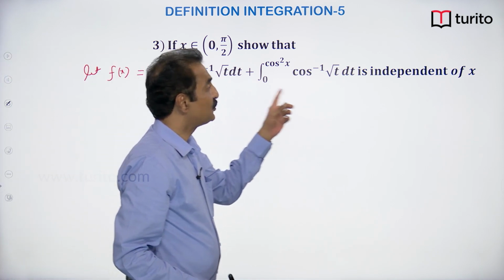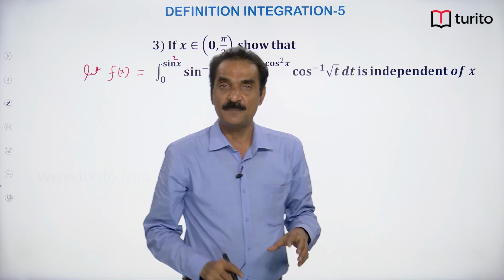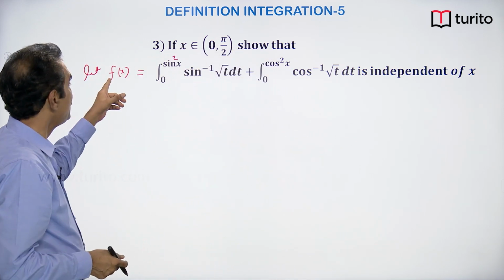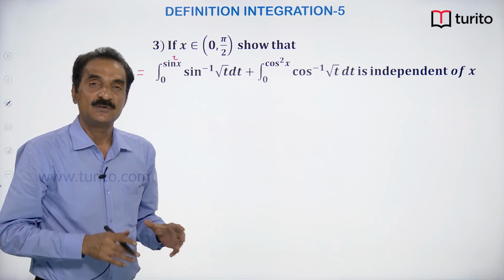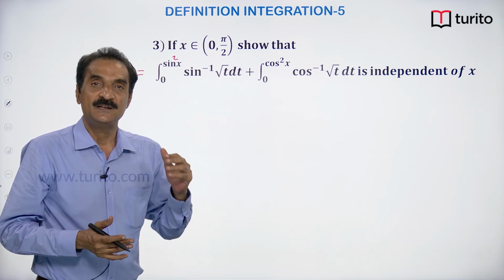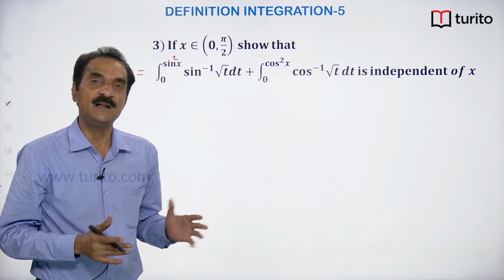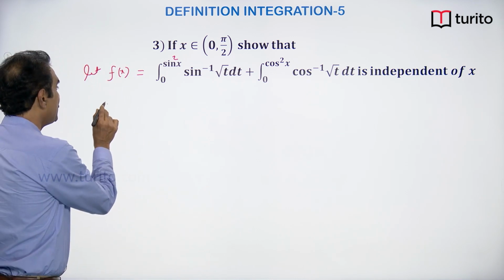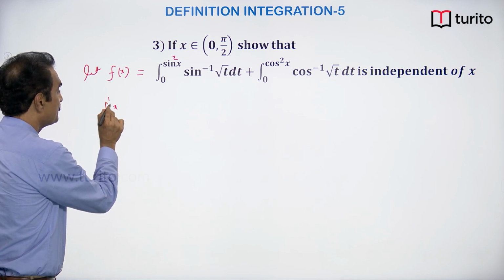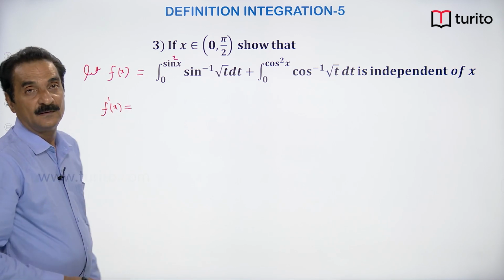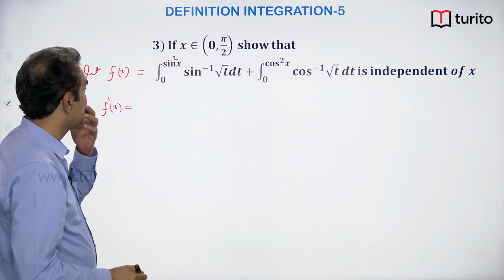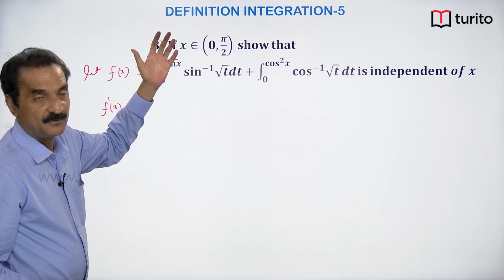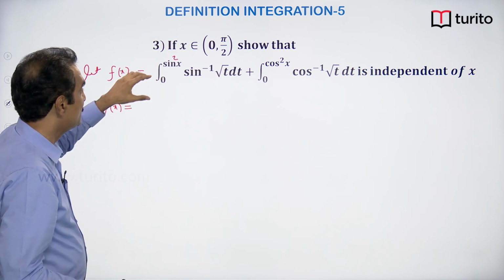Now, we have to show that it is independent of x, that means it is a constant. If it is constant, then its derivative should be 0. So, it will be sufficient to prove that f dash x is equal to 0, then f of x is a constant independent of x. So, let us find f dash x. How to differentiate this definite integral, we have already discussed in the previous classes.